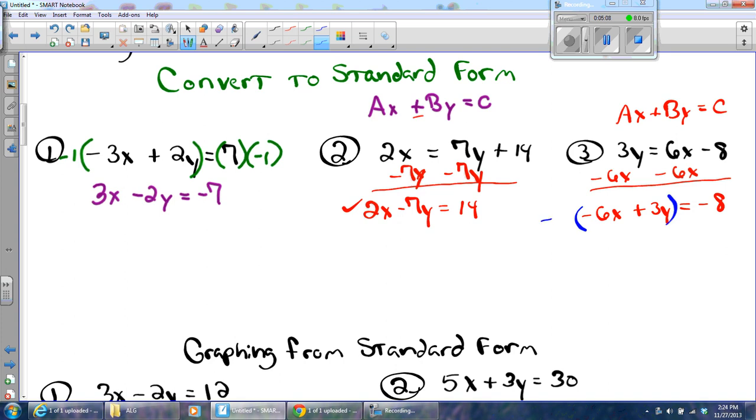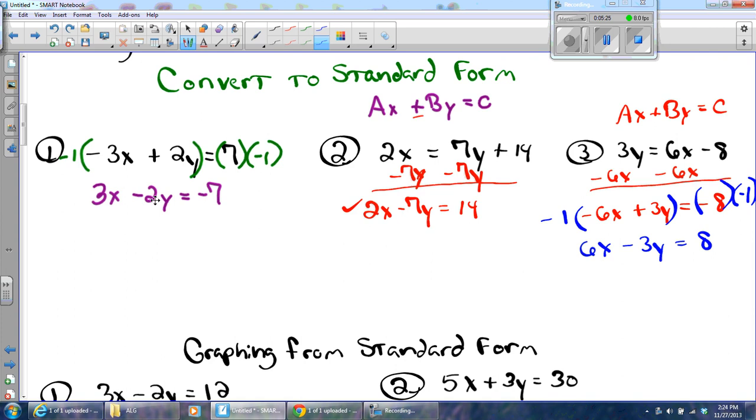So I'll distribute a -1 on the left, multiply by -1 on the right, and we will get 6x minus 3y equals 8. And again, it's only coincidence that all the y's ended up being negative, all the b terms.